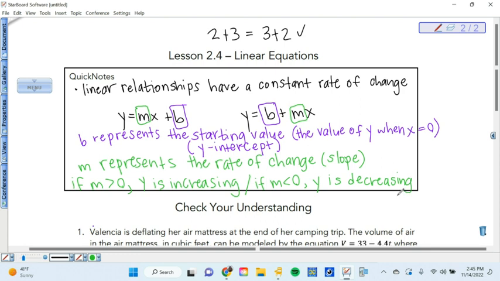Okay. And actually, one last little thing. My x variable is called my input variable. It's also called the independent variable. And y is my output variable, or the dependent variable.